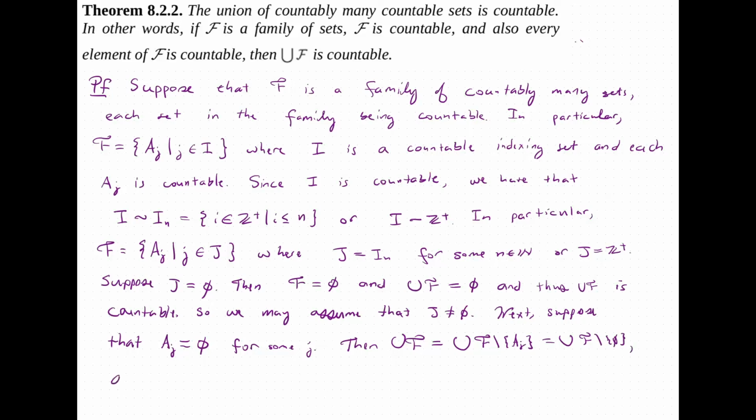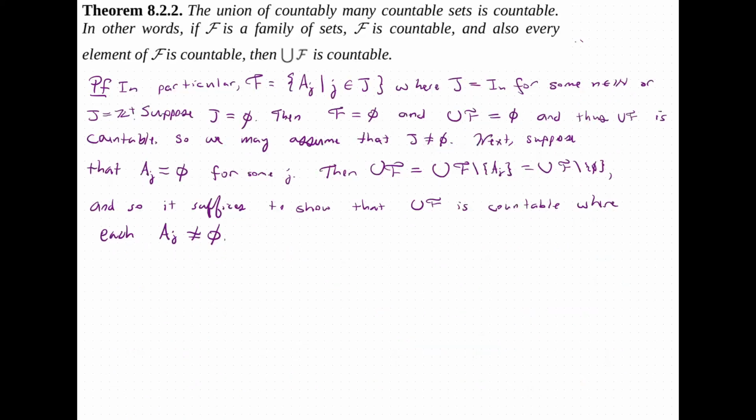And so it suffices to show that union F is countable where each A sub j is non-empty. And so that's what we are going to do now. So now we can assume that every single A sub j in the family of sets is non-empty, which in turn allows us to choose elements in those sets.